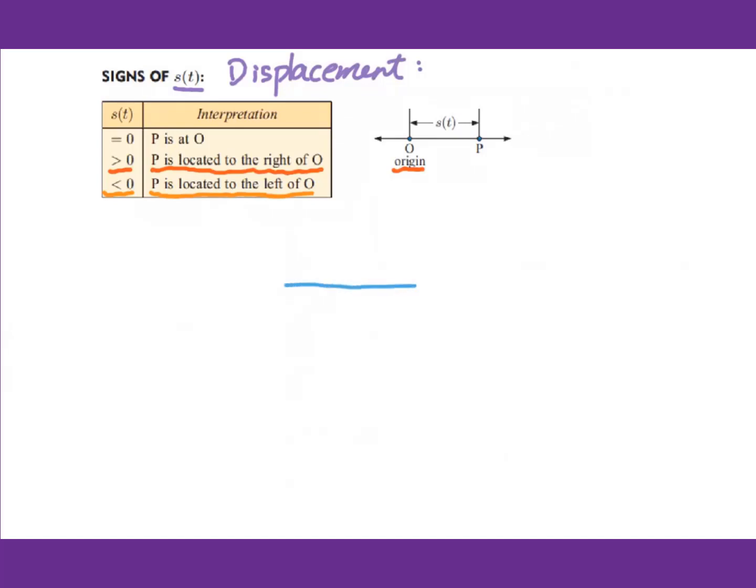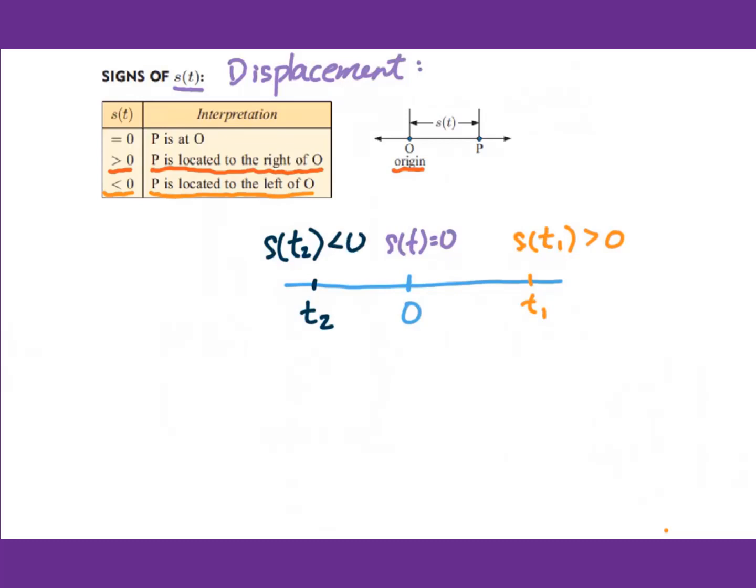For example, if this is the origin, which means s of t equals 0. At t equals t1, we have s of t1 greater than 0, because this position is on the right side of the origin. When we have this t2, s of t2 is less than 0.